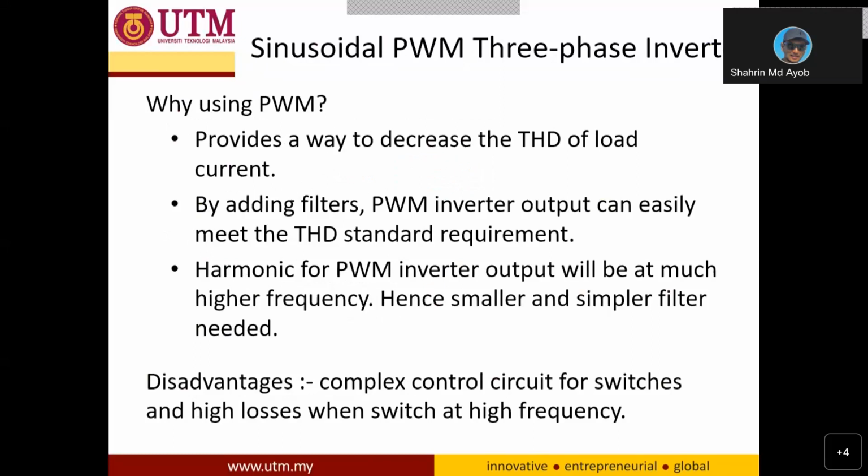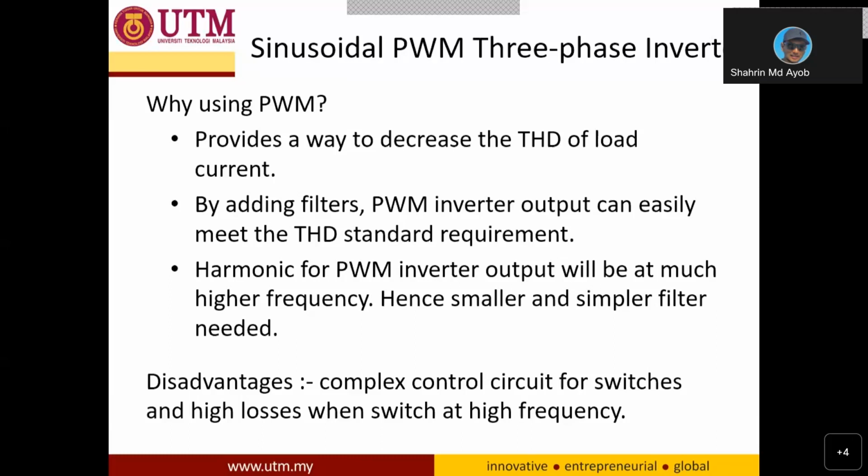What are the advantages? The first one is that it can control the V fundamental. With a square wave we cannot control the V fundamental because it's already fixed. So by using PWM we can control it by controlling the modulation index, MA or MI.